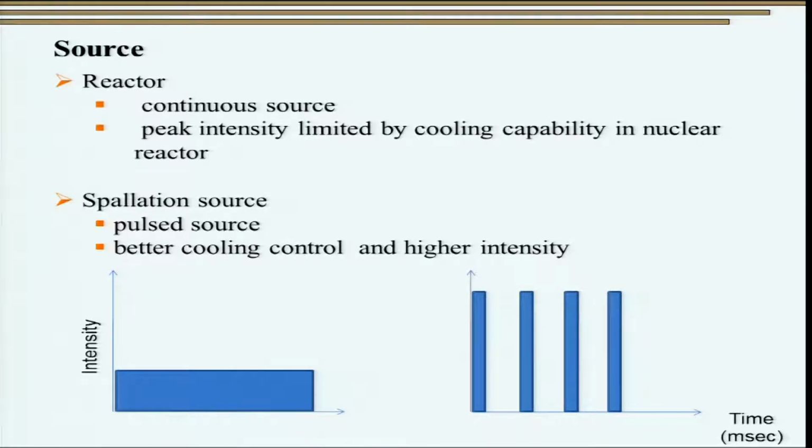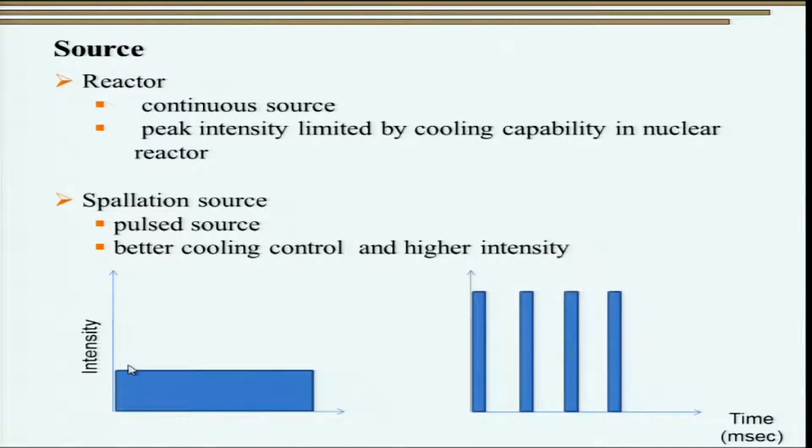As we had seen earlier, we have a reactor as a source for producing neutrons. The reactor is a continuous source, which is shown over here. You see there is a constant intensity. Peak intensity is limited by cooling capability in nuclear reactors. You see the intensity is quite low.